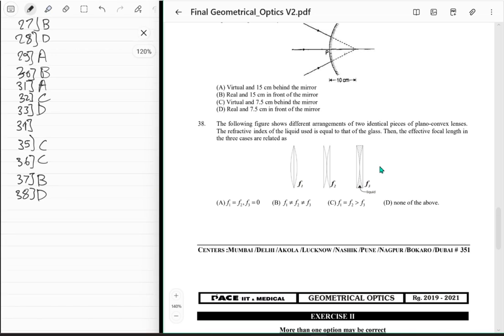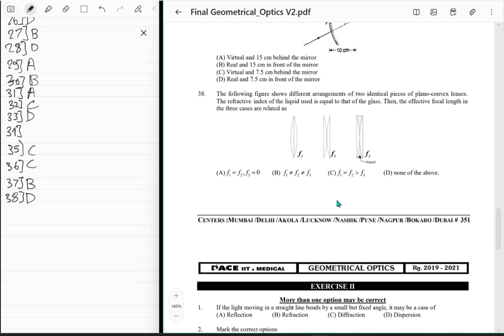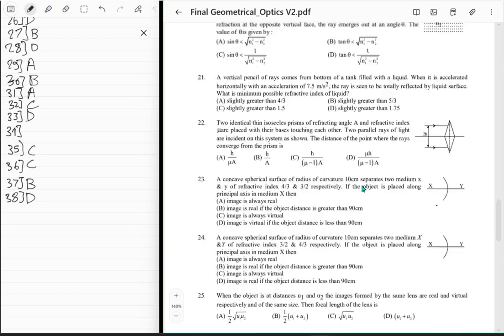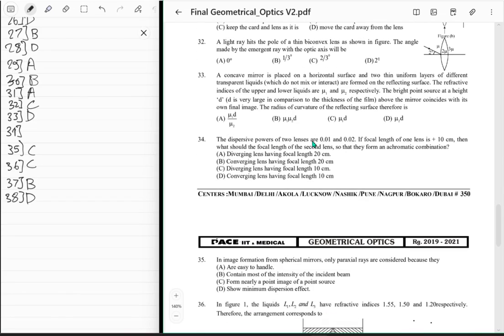There's no 39, this is exercise 2 now. So, fine. And now we can do 34, I think. What was 34? Again, dispersive powers of two lenses are 0.01 and 0.02. If the focal length of one lens is plus 10 centimeter, then what should the focal length of the second lens be so that they form an achromatic combination?